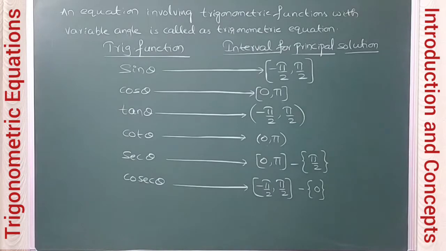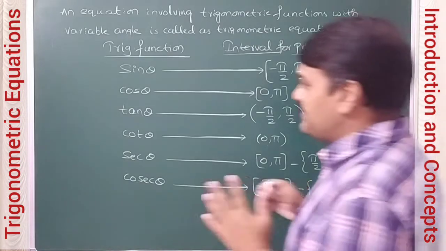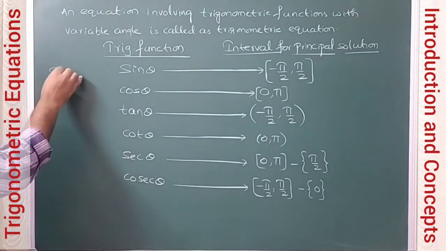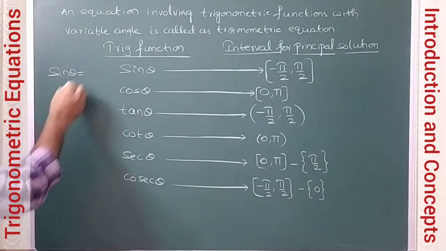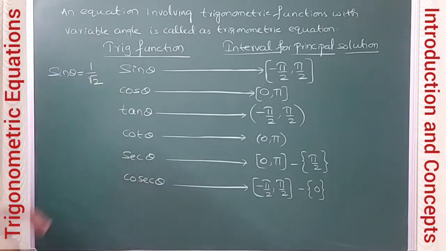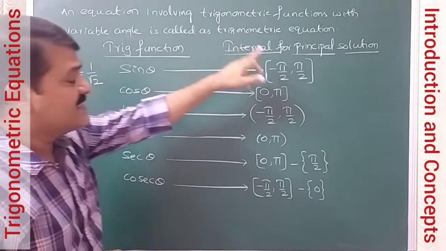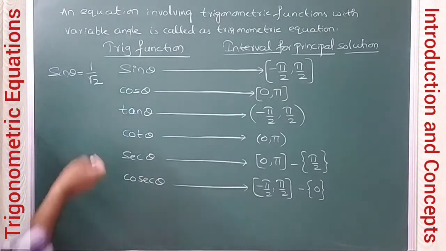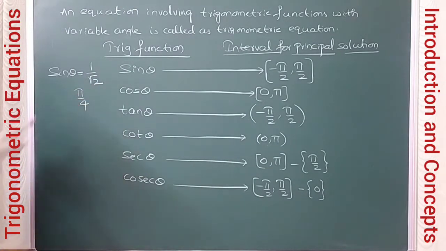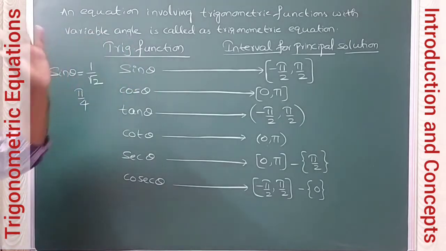Okay, so let us take some examples of how to find the principal solutions. For example, when you have sin theta is equal to 1 by root 2. What is the principal solution? Means what is the angle which lies in this interval? So clearly it is pi by 4. This is the only angle satisfying the equation in that interval.